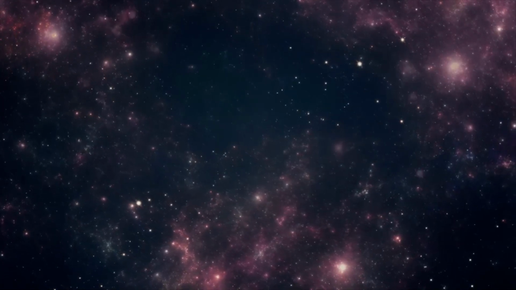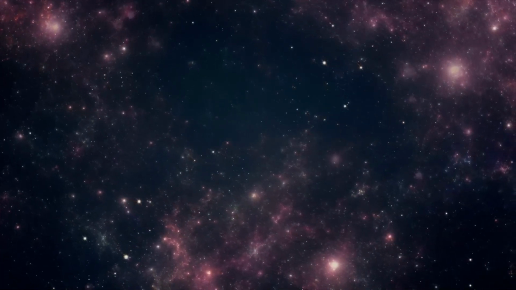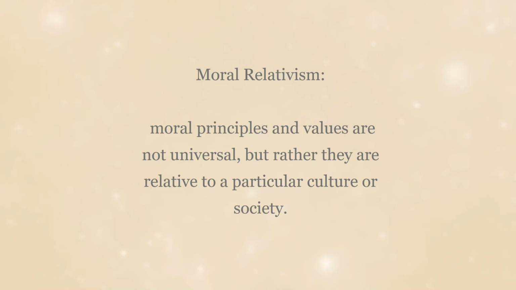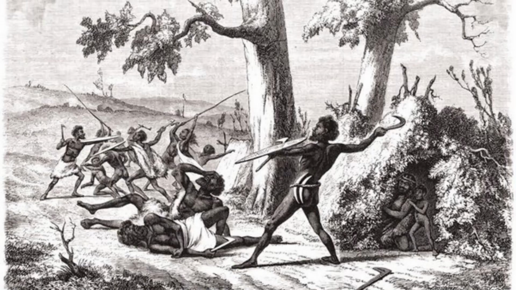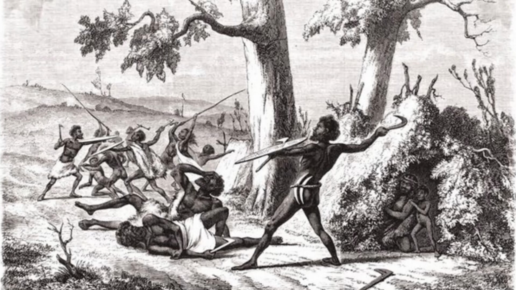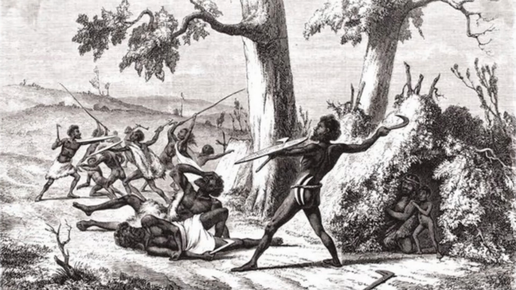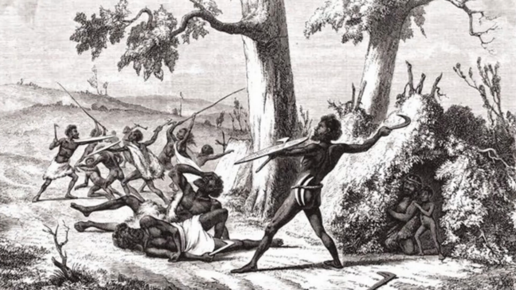However, universality does not come without its criticisms. A common criticism of universality is cultural or moral relativism, which asserts that moral principles and values are not universal, but rather they are relative to a particular culture or society. This means that what is considered morally right or wrong in one culture may not be the same in another.